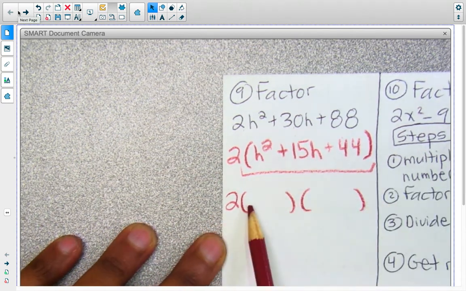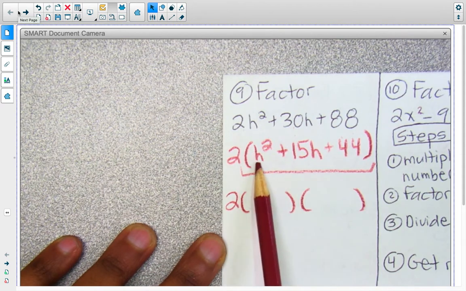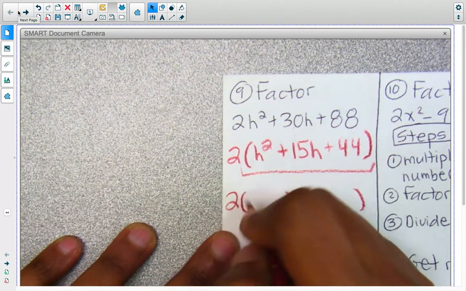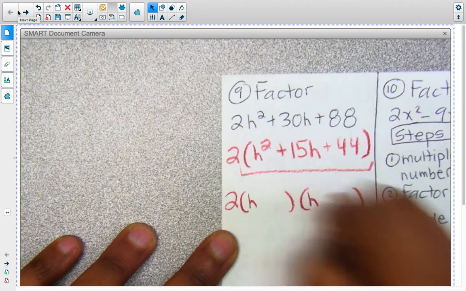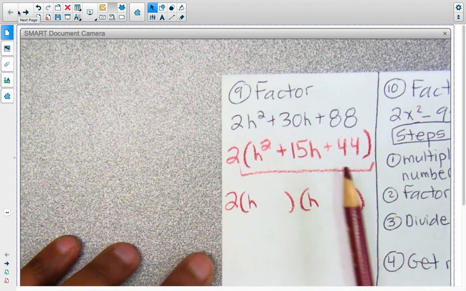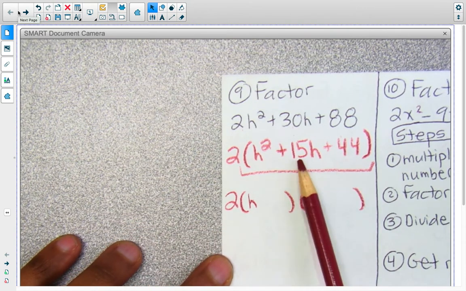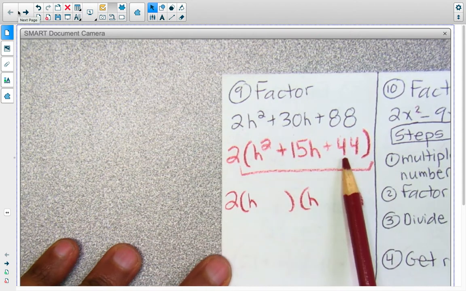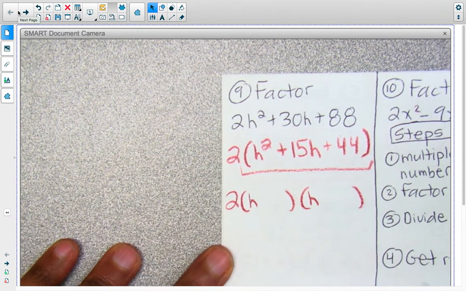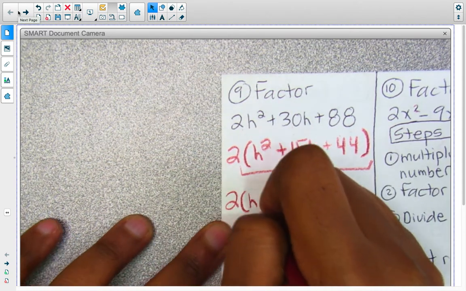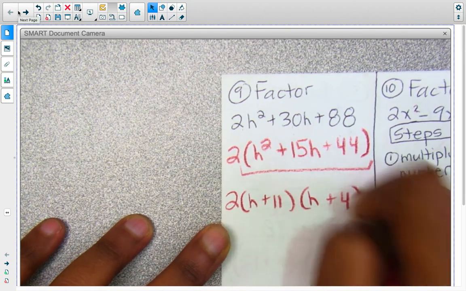Okay. Something times something needs to multiply to give me h squared. So I can break that down. And we need to think of two numbers that multiply to give me 44, add to give us 15. Multiplies to get 44, adds to get 15. So those numbers are 11 and 4.